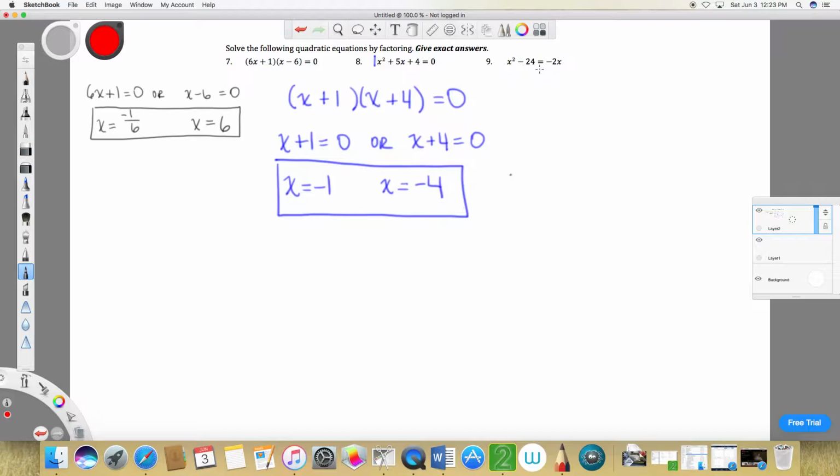If we take a look at number 9, let's get this in standard form. Let's add 2x to both sides. And again, since that leading coefficient there is 1, it's not difficult to just factor this in your head.